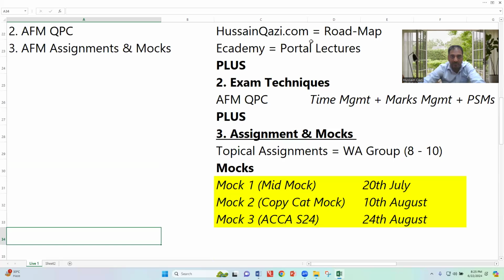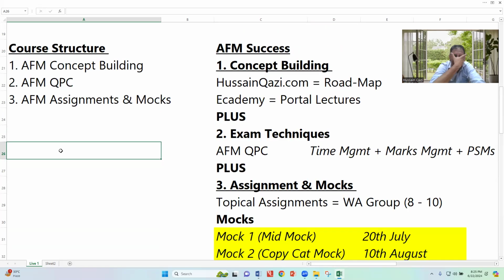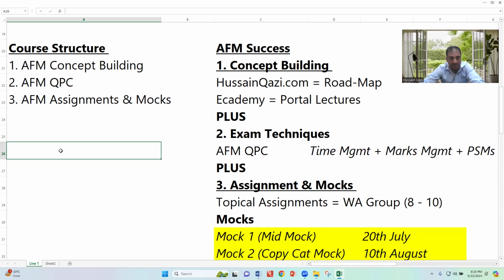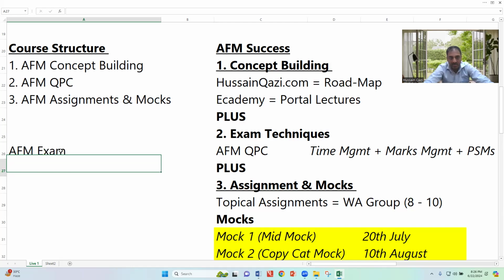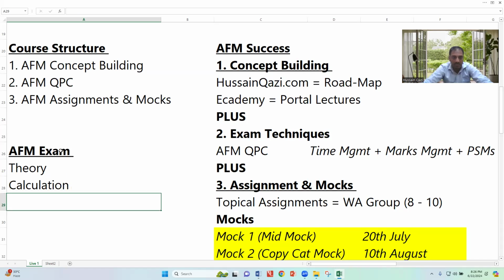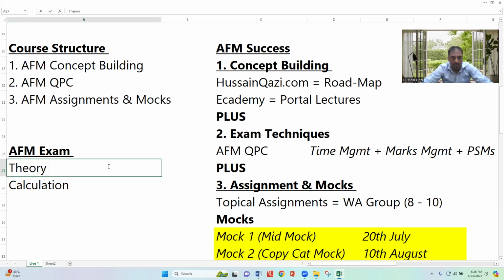But I also wanted to share a very important thing here. Students, the AFM exam is actually a combination of theory and calculation. For theory, you will face 60%, and for calculation you will face 40%.